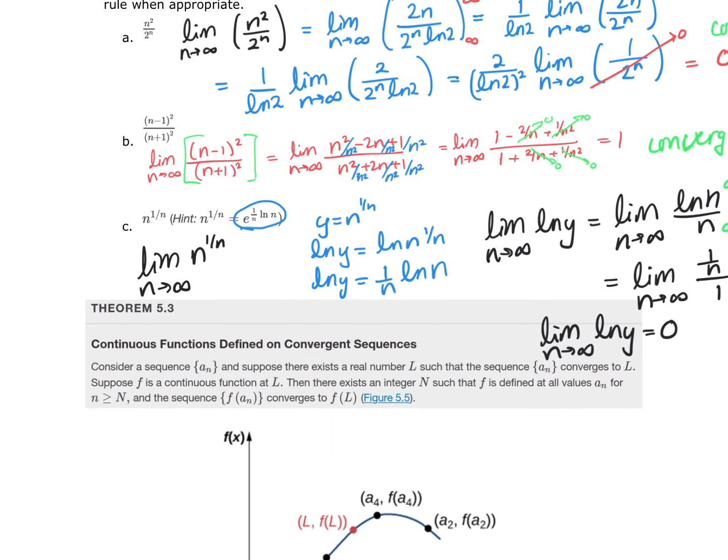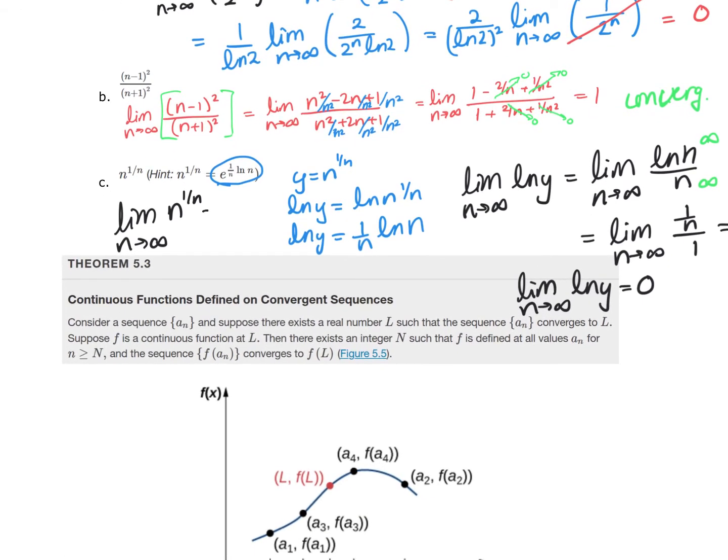Okay, how does that help me? Well, we go back here. This is going to be equal to e raised to the 0, which is 1, because I let y equal this. If I undo that, y equals that, it's going to give me e raised to that power, which gives me e to the 0, which is 1. So this converges.